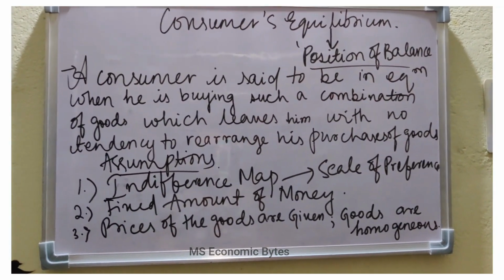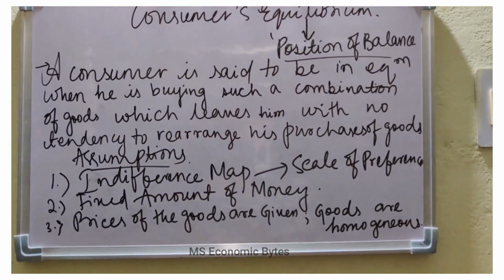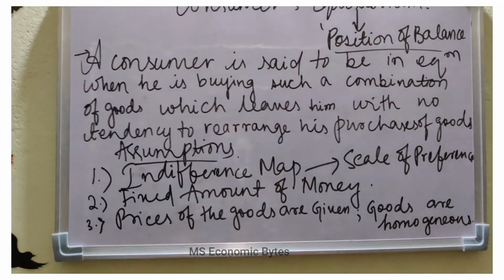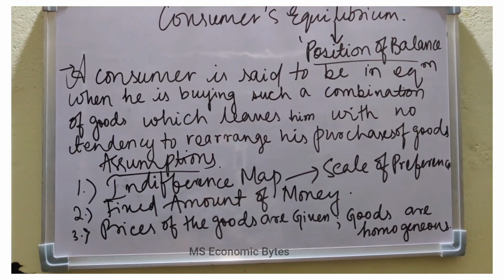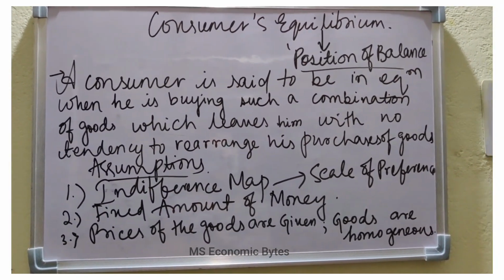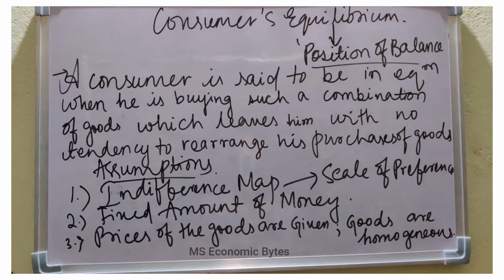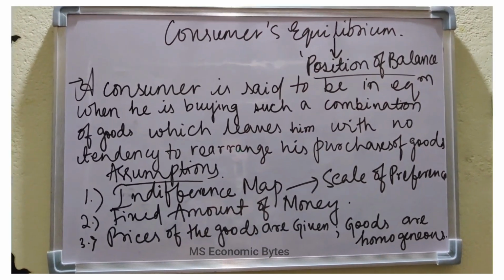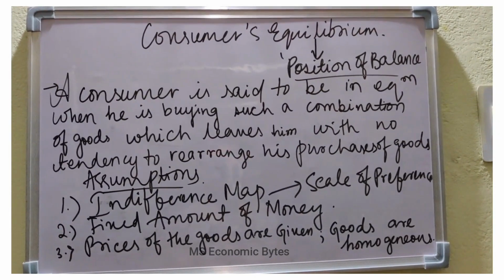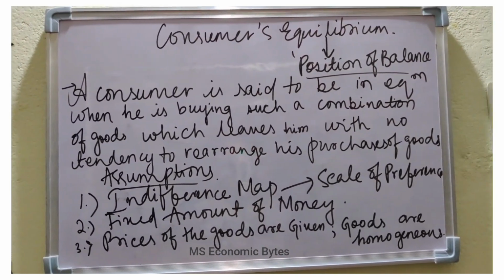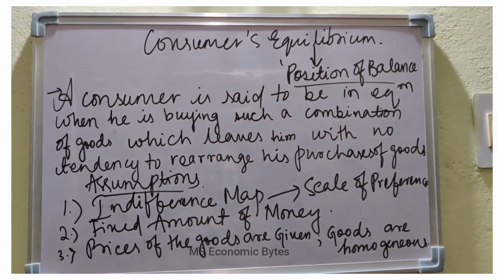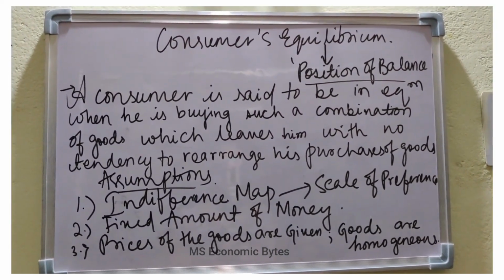Or, in simple words, a consumer is said to be in equilibrium at that point where he gets maximum satisfaction. Now we have certain assumptions of consumers' equilibrium, as you can see here. The first assumption is that the consumer has an indifference map. An indifference map indicates the scale of preference of the consumer. The second assumption is that the consumer has a fixed amount of money and he has to spend the entire amount. The third assumption is that prices of the goods are given and constant, and the goods are homogeneous, that is, they are identical or similar in quality.